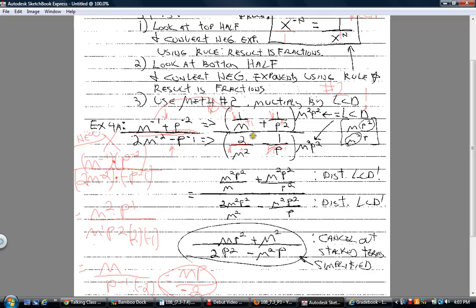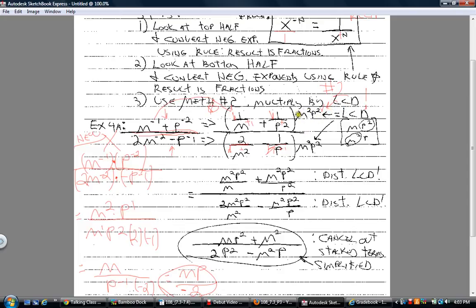Okay, you guys hopefully remember how do you determine the LCD? Now I just wrote it, m squared times p squared. How did I get that? M to the first, p squared, they need to be factors. So p squared, p to the first, you pick the highest exponent. Same thing with the m squared, m to the first, you pick m squared. Okay, there's your LCD right here.